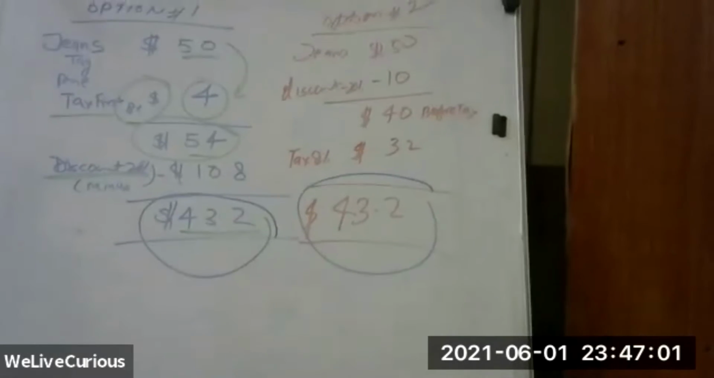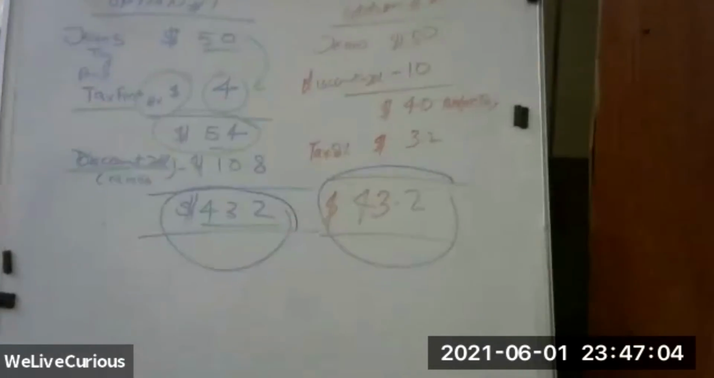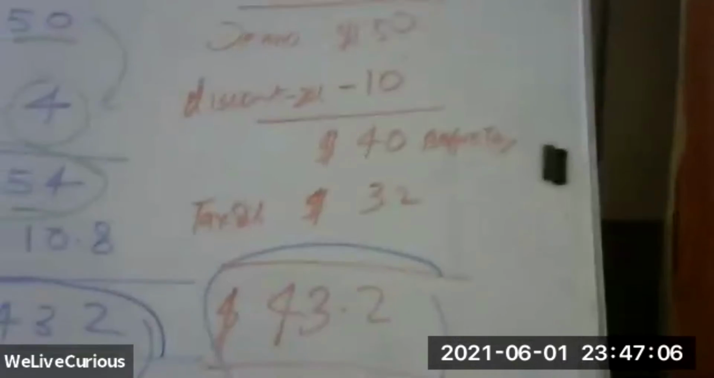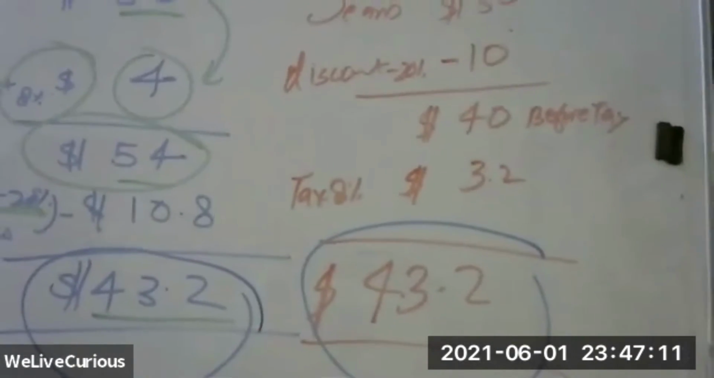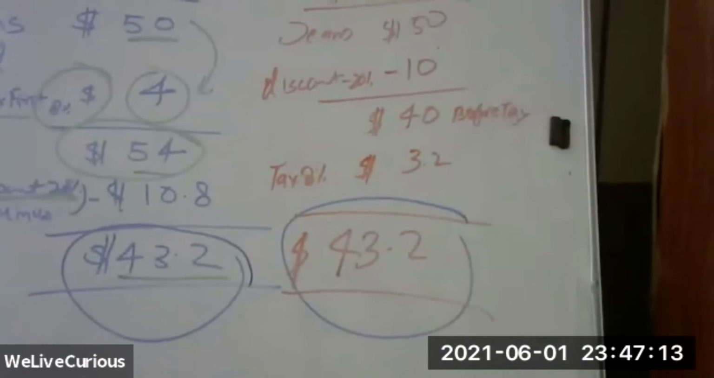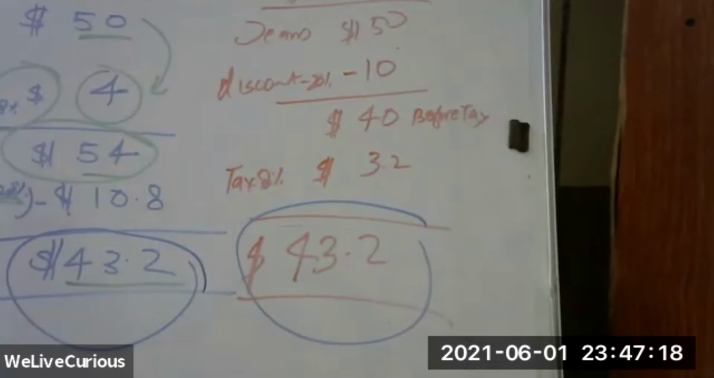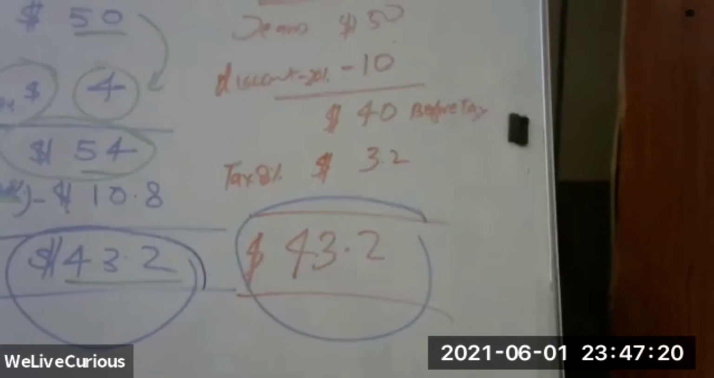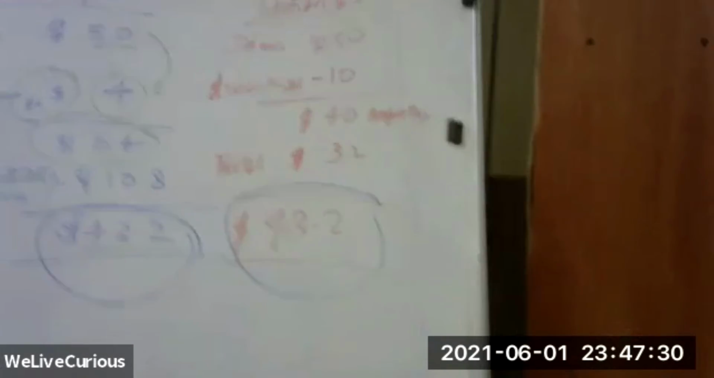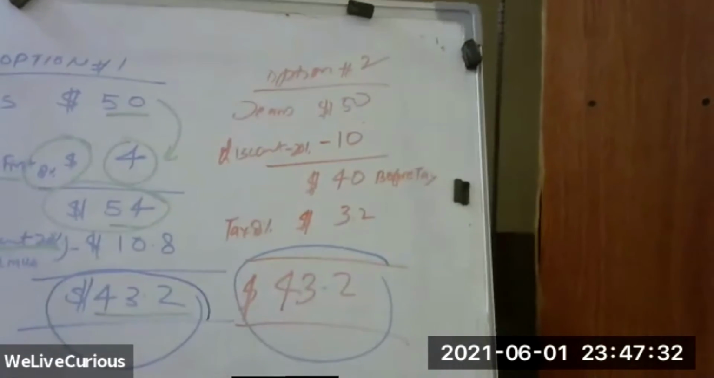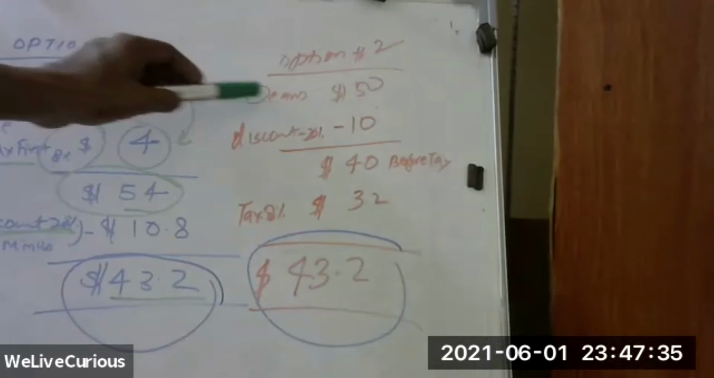Now, option number 2. Okay, let us go to option number 2 here. Option number 2 is GNC is the same, $50. Fine. Jeans is the same price, $50.